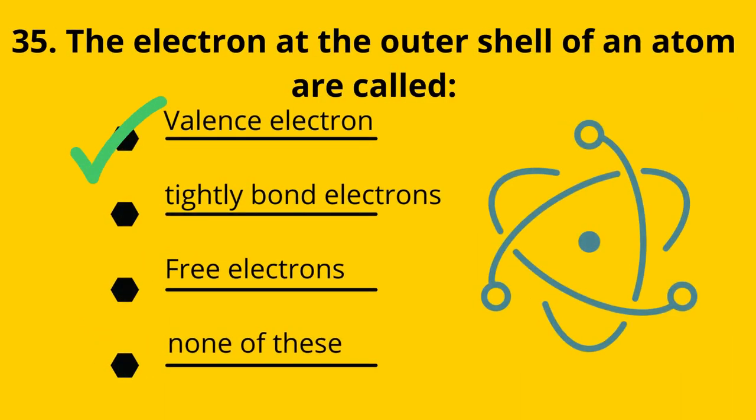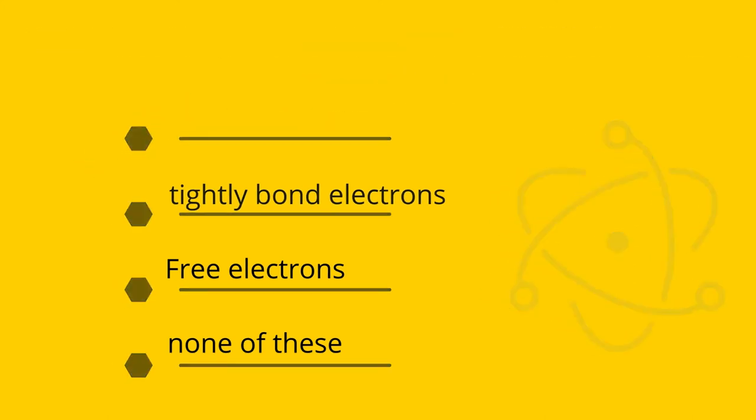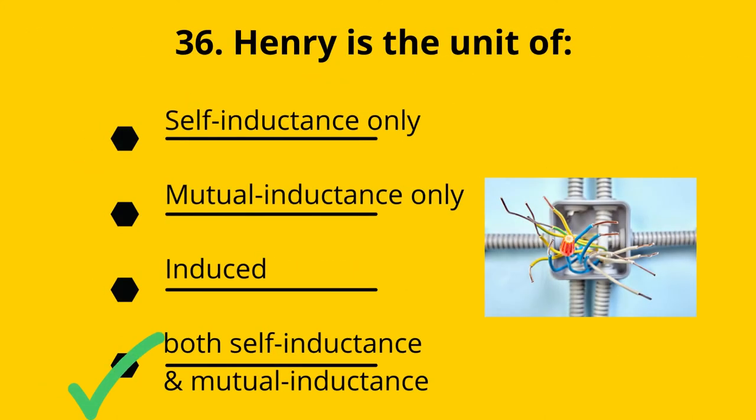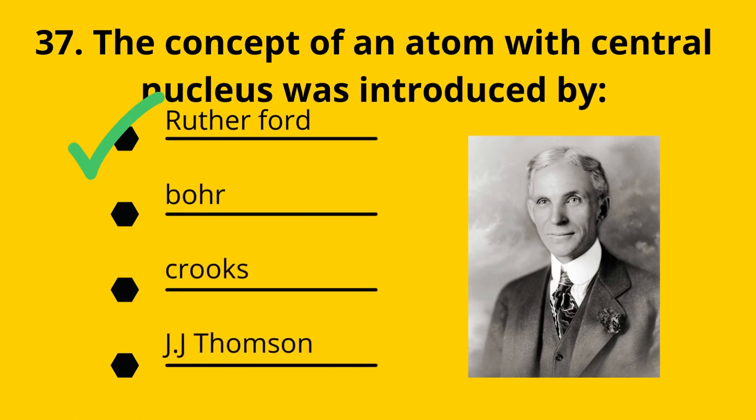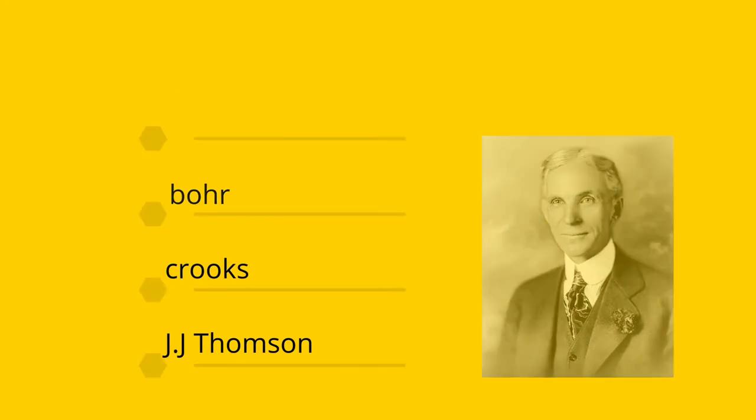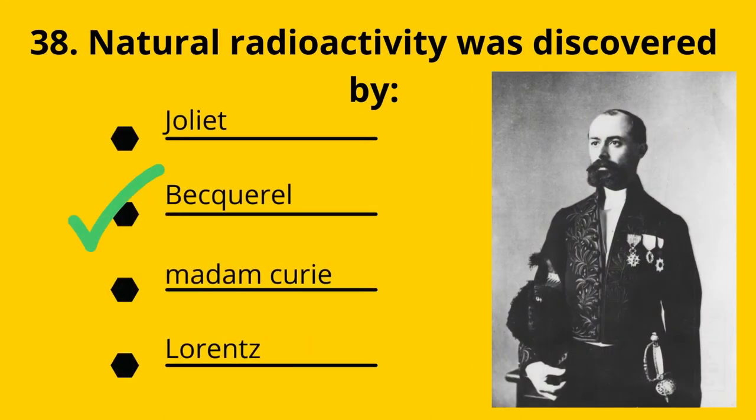The electrons at the outer shell of an atom are called valence electrons. Henry is the unit of both self-inductance and the mutual inductance. The concept of an atom with central nucleus was introduced by Rutherford. Natural radioactivity was discovered by Becquerel.